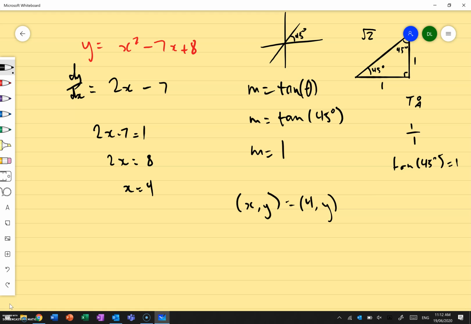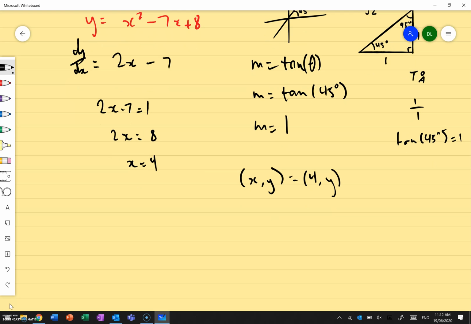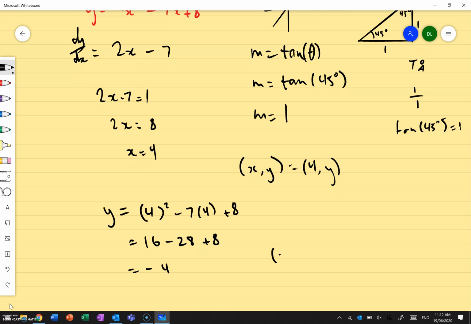So I'm going to substitute 4 back into the original equation. y equals 4 squared minus 7 times 4 plus 8. And that gives me 16 minus 28 plus 8, which gives me negative 4. So the coordinate is (4, -4). That is correct.